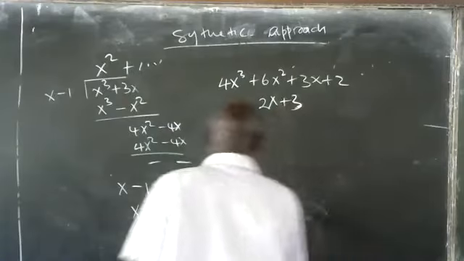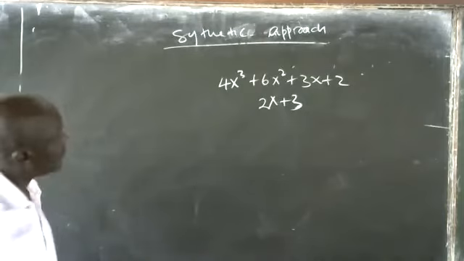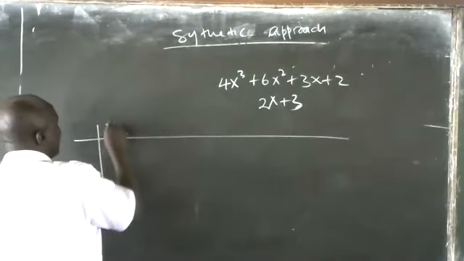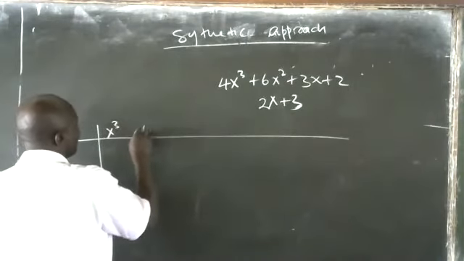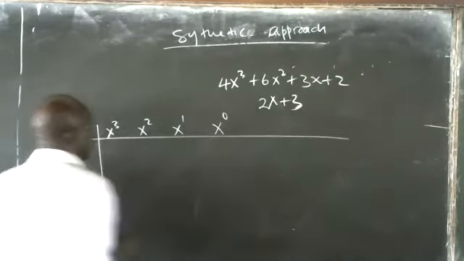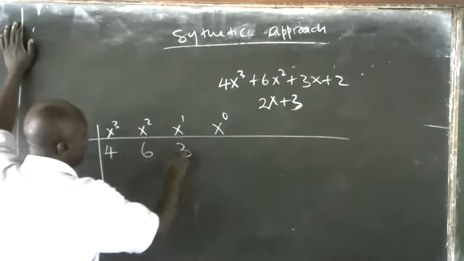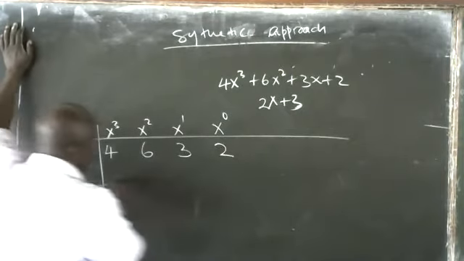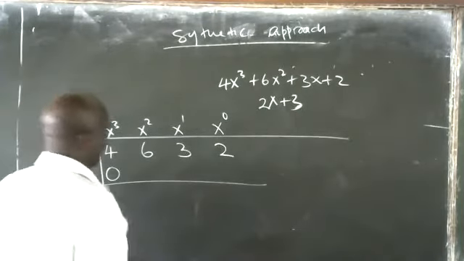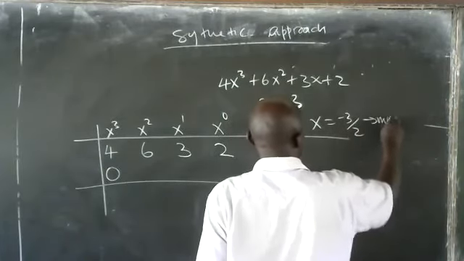So just do the table. You have x cubed, x squared, x power 1, and x power 0. So you have a 4, a 6, a 3, a 2. Then you draw another line, and then you put here 0. Then our multiplier, if x is equal to negative 3 over 2, is the multiplier.